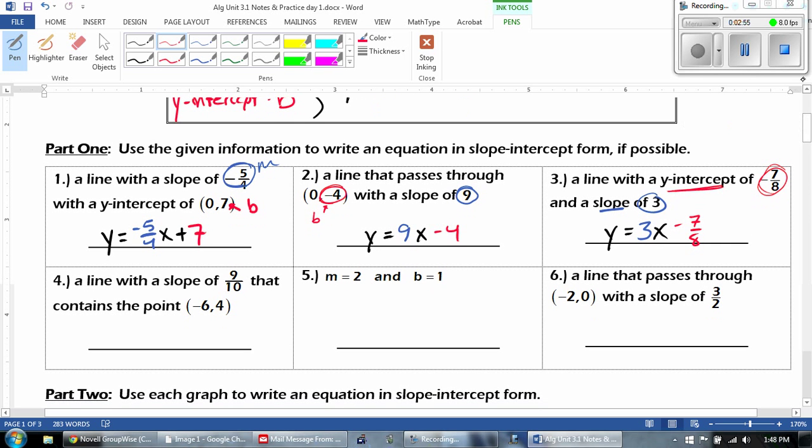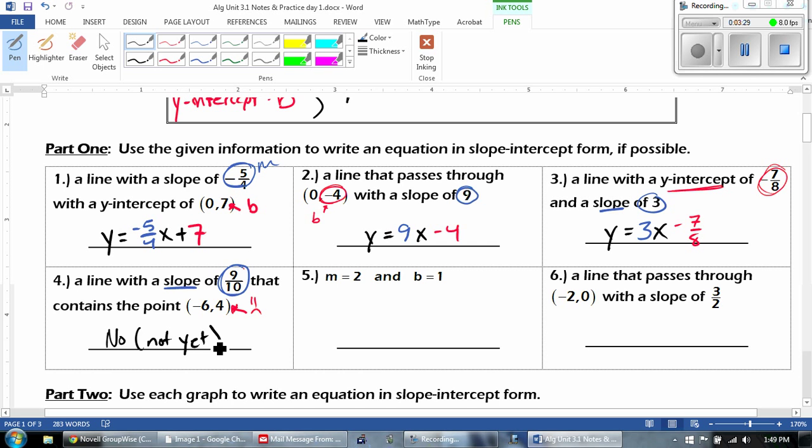All right, let's look at number 4. Okay, so in number 4, they give us the slope. The slope is 9/10, but it contains the point (-6, -6/4). No, that's not the y-intercept. So since that's not the y-intercept, I can't do this yet. So can I write it? Nope. And I'm just going to say not yet. Okay, because we're going to learn how to do that very soon.